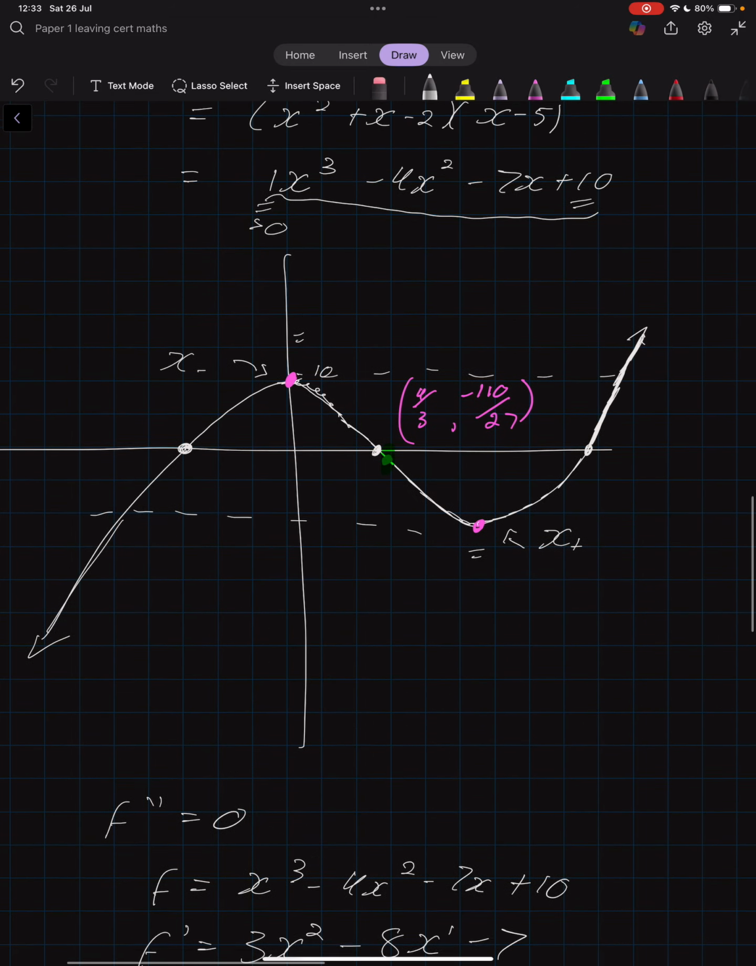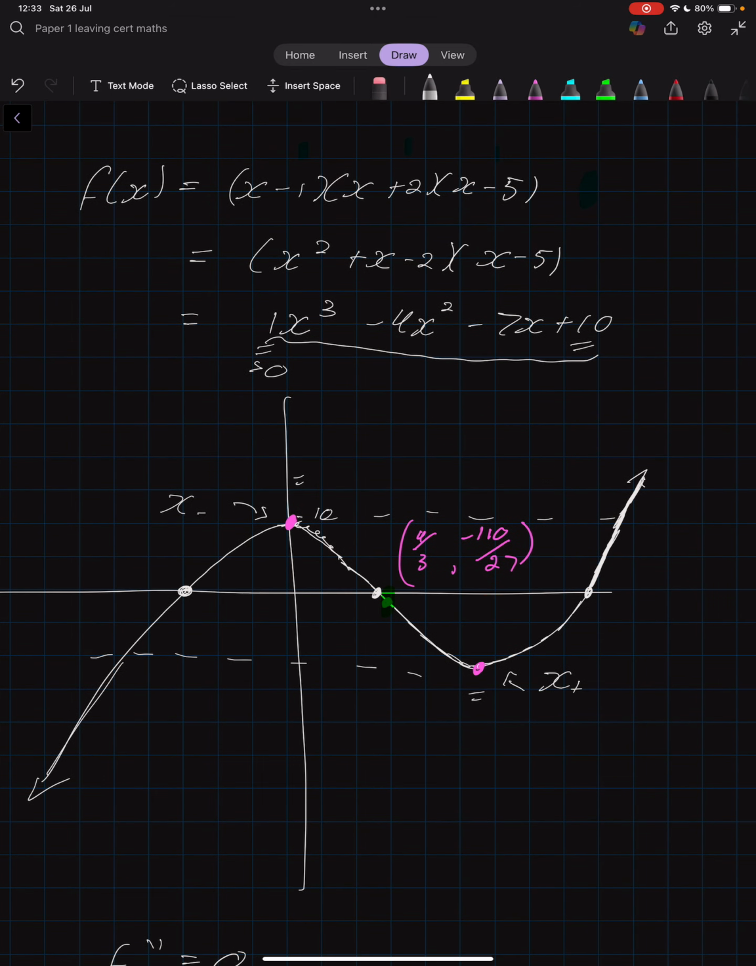So hopefully that's okay. So that's a question that covers everything that you could be asked in terms of points of inflection. Okay? And again, if they asked you, where is the function increasing? It's increasing here. It's also increasing here. And it's decreasing in here. Okay?